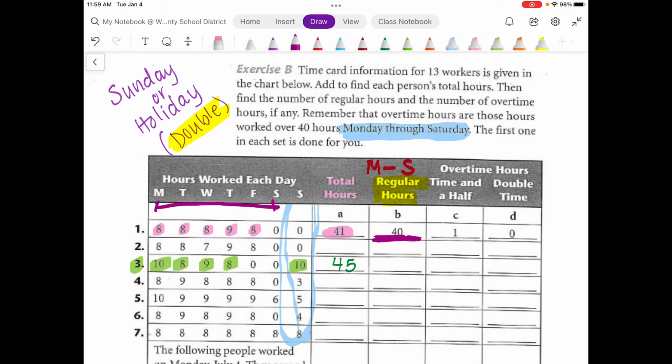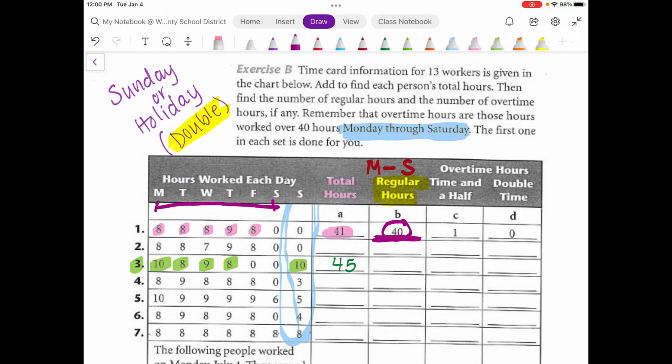And yes, there was a total of 41 there, but remember anything over 40, that's going to be considered overtime. So this regular hours, your max in that column is going to be 40. That's the max. You can't be more than that because that would be considered overtime.